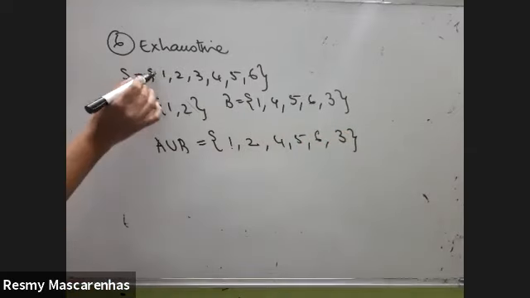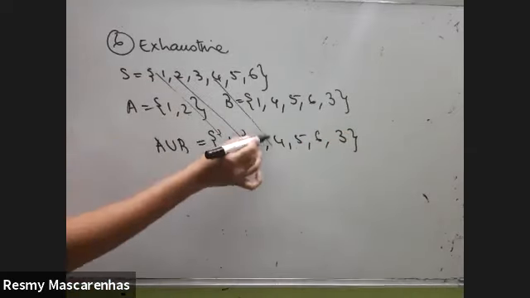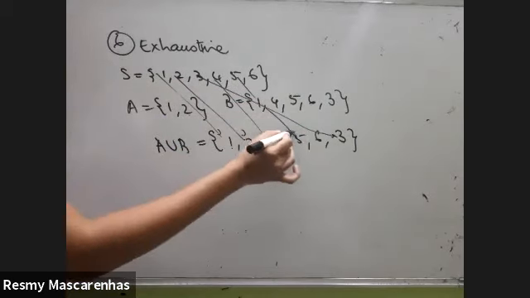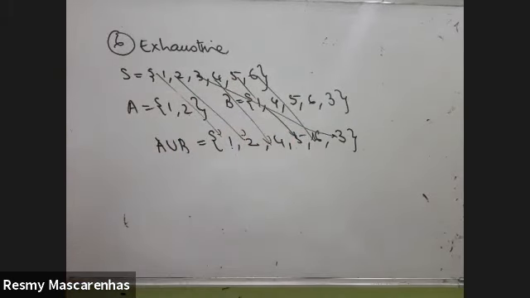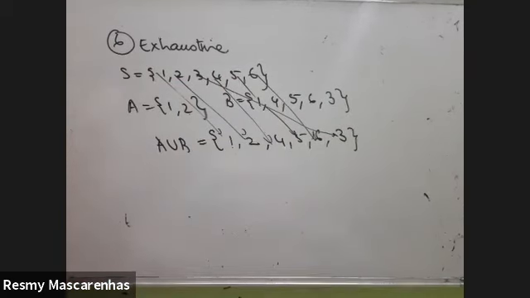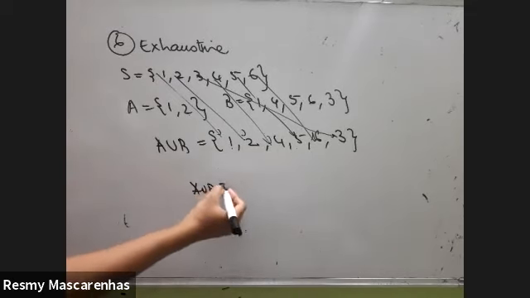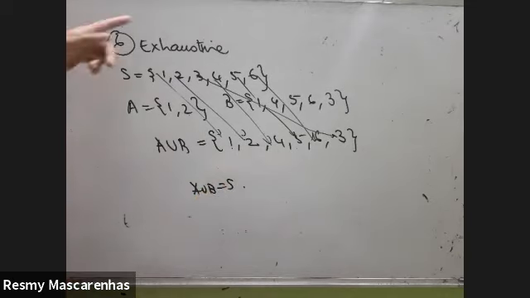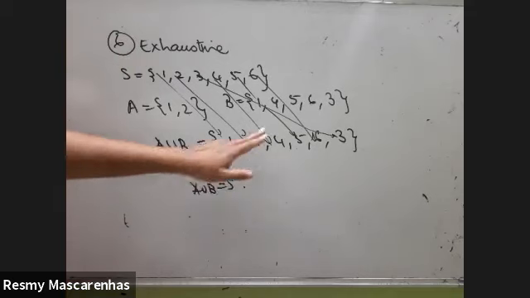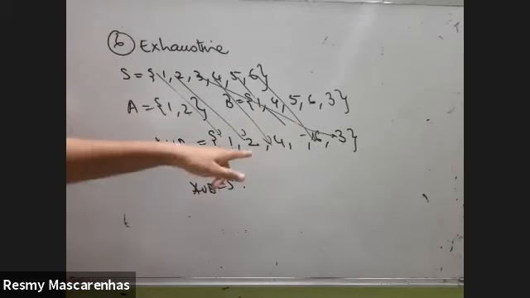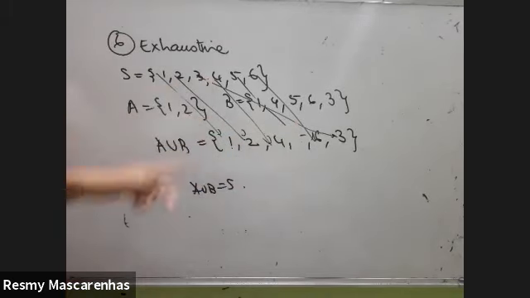Are all the elements there? Yes, all the elements are there. So A union B is exactly equal to your sample space. That's why they are called exhaustive events. Even if one element is missing, then it is not equal to the sample space, so they are not exhaustive.